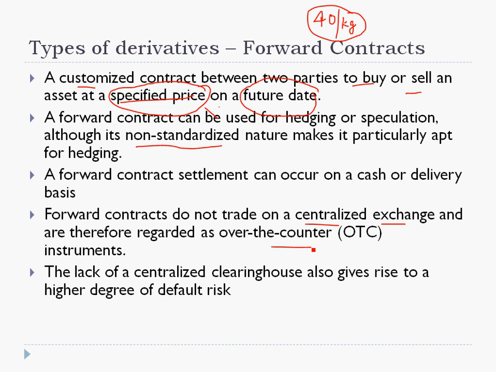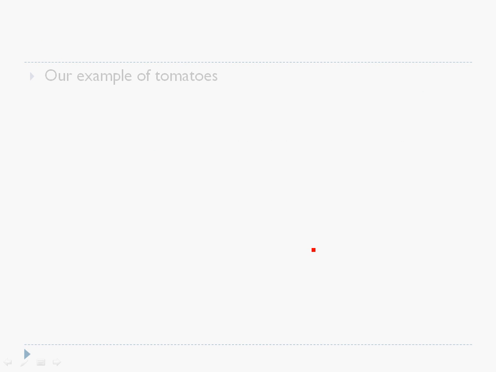For example, the price increases and my vendor would say, I am not going to honor the contract, I am not going to give you the tomatoes, nor am I going to give you the cash, right? So I cannot do anything. There could be a legal action, but it would take its own sweet time, right? So they are not centrally managed. There is no clearing house as such, right?